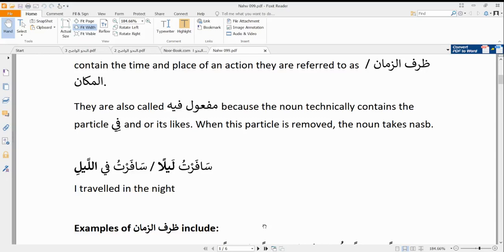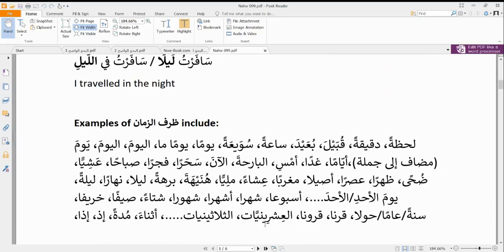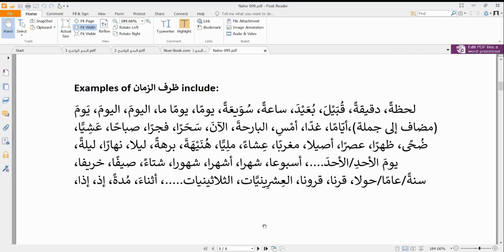For this, zuruf is the plural, the jam' of zarfun. So we have different types of zarf. We have the zarf zaman, which is talking about time, and we have many examples of them in Arabic. We have a few examples here, and I will go through them so we can become familiar with them. Lahzotan, which means a second. Daqiqatan, a minute. Qubayla, shortly before. Ba'da, shortly after. Sa'atan, in an hour. Suway'atan, in a short time.